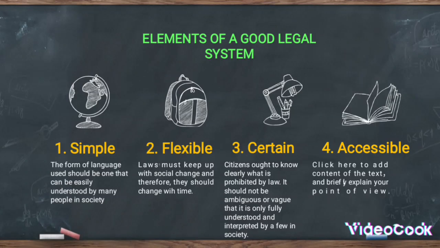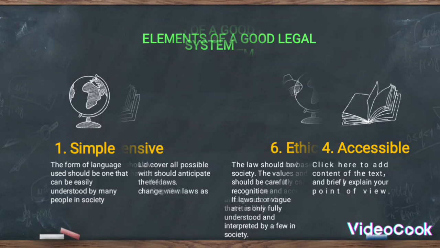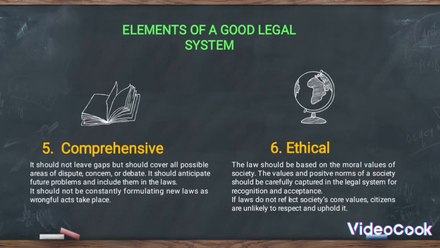Then a good legal system, number 4, should be accessible. People should easily access the law. Justice should easily be accessed. Legal representation should be easy to access. The law itself, the constitution, should be available to the people. That's what we mean by being accessible. Number 5, a good legal system should be comprehensive. That means that it should cover all possible gaps of dispute, of debate, and concerns that may arise. It should anticipate the future problems and include them in these laws so that it can create a law that does not leave gaps that may result in disputes.